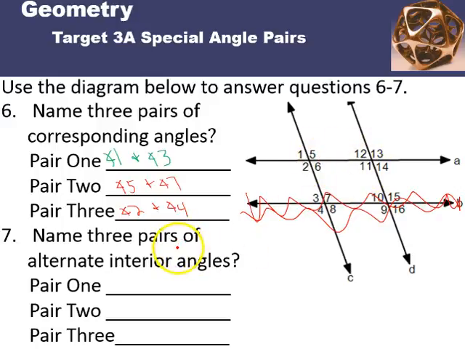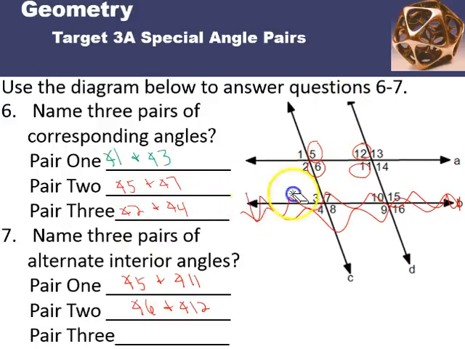But we need alternate interior, right? So 5 is interior. Now what's opposite on the other line? 11. So 5 and 11 is 1 pair. And then another pair would be 6 and 12. They're inside and on opposite sides. Okay, now that's a problem. There's only 2 and there's no more alternate interior angles there.